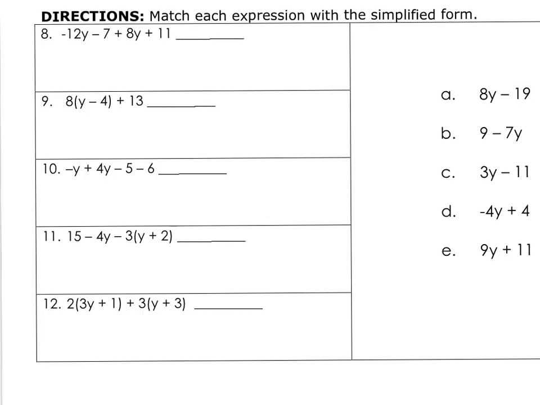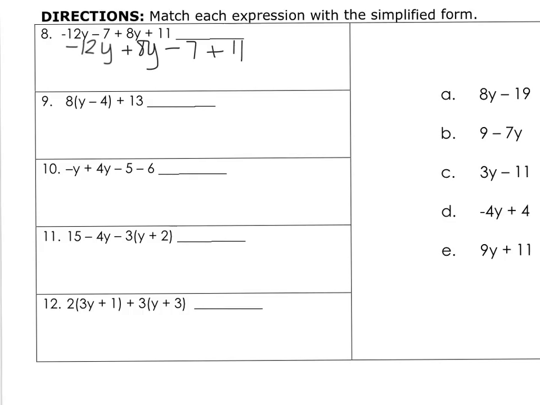Now we are going to match each expression with the simplified form. Those are the directions, but if I look in here, what am I really doing? I'm combining like terms. So let's rewrite this. I have negative 12y. What's like it? Well, what's like it is this plus 8y. The plus needs to come with it. The negative stays with the 7 plus 11.